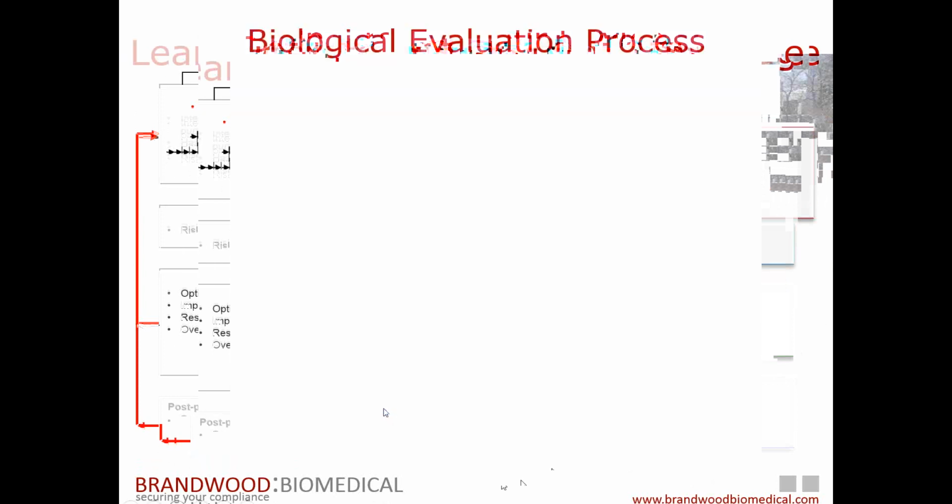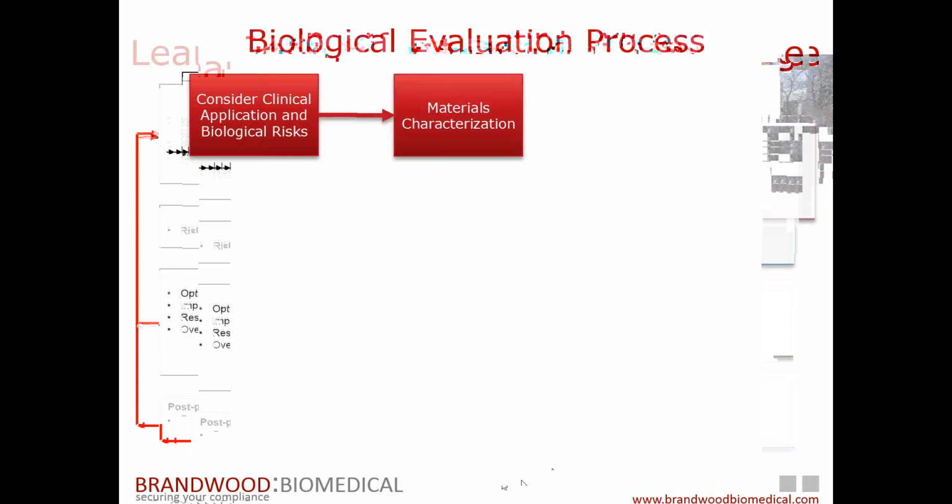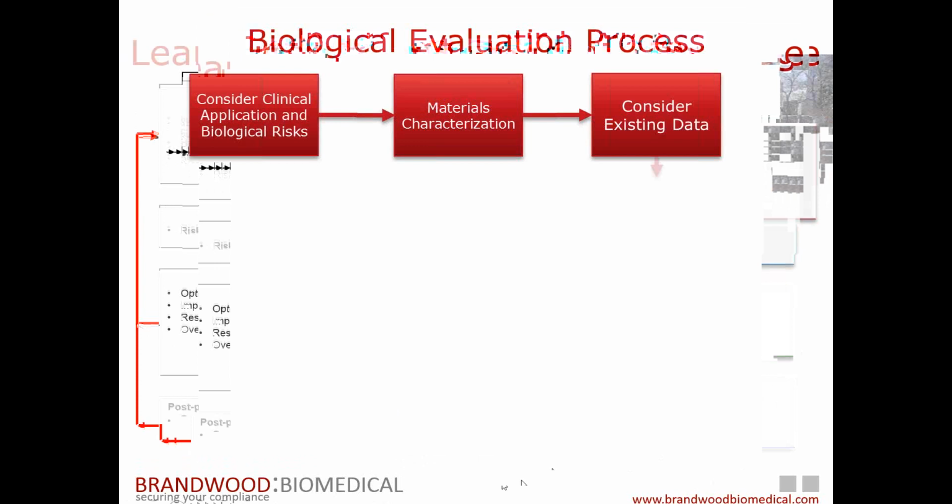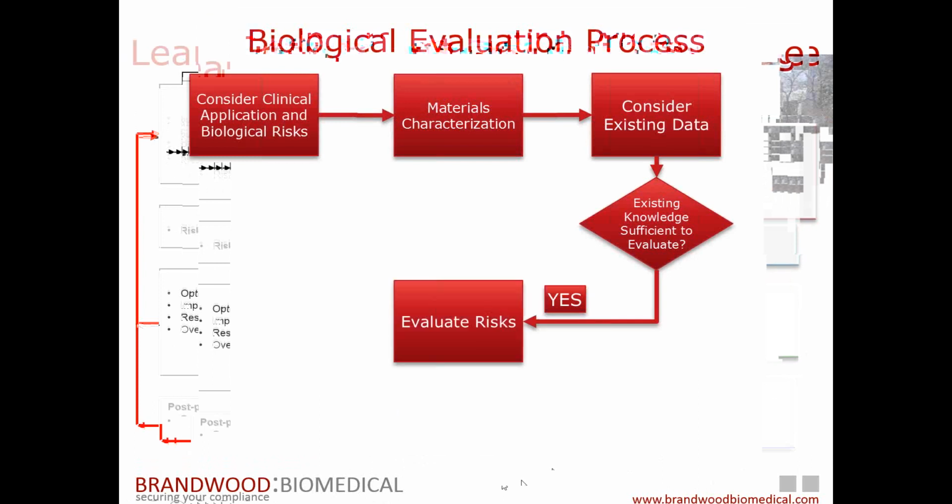So let's look at that as a process. It looks a bit like this. We begin by considering the clinical application and the biological risks. We go on to characterize our device, and more specifically we characterize the materials within the device, and we consider existing data, both from the literature, from our in-house data, from the manufacturers. And we ask ourselves, do we have enough knowledge and information to be able to proceed to an evaluation of the risks? If the answer is yes, we proceed to evaluating those risks and documenting.